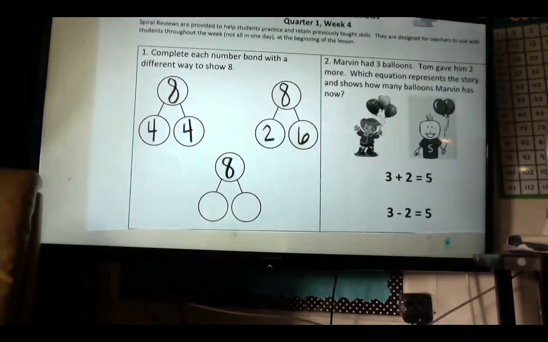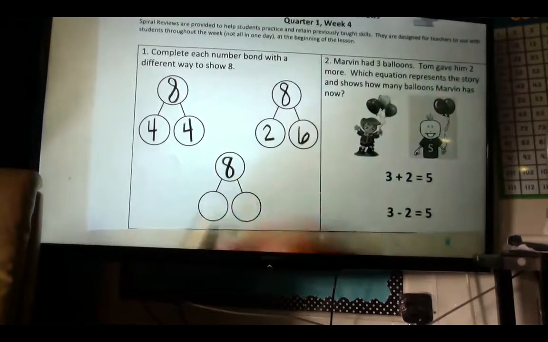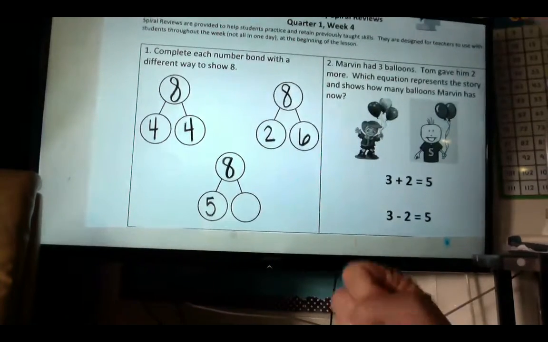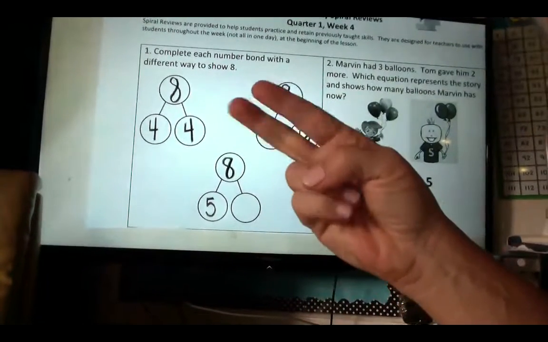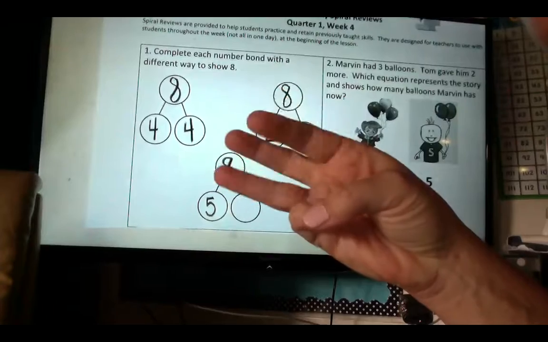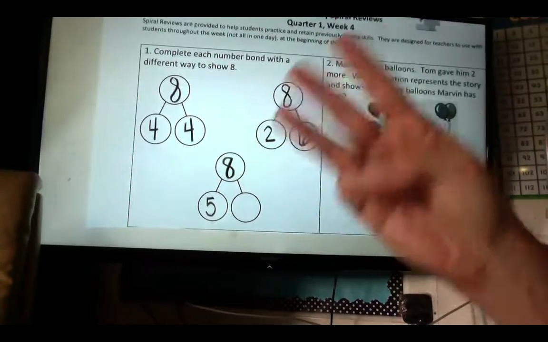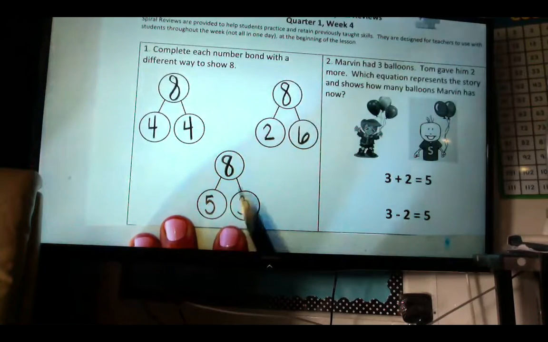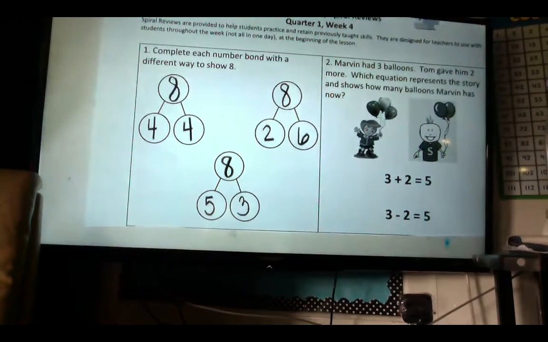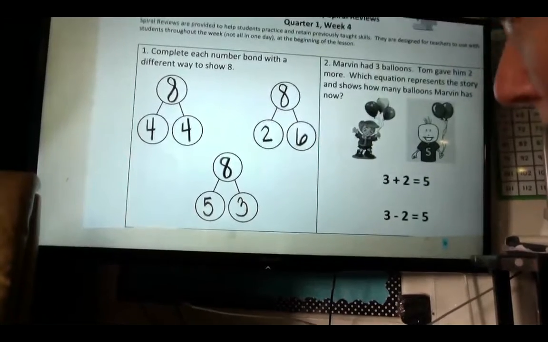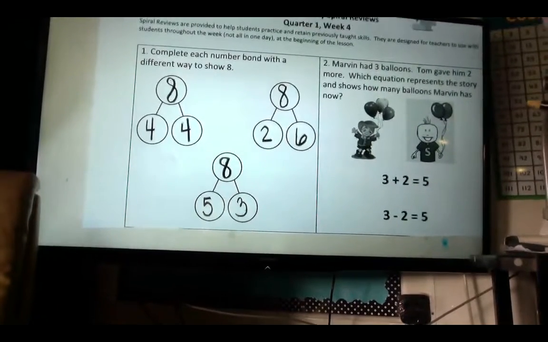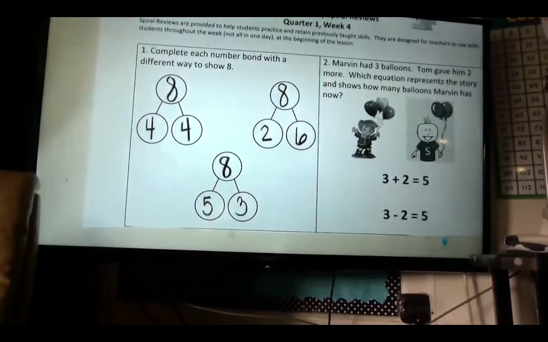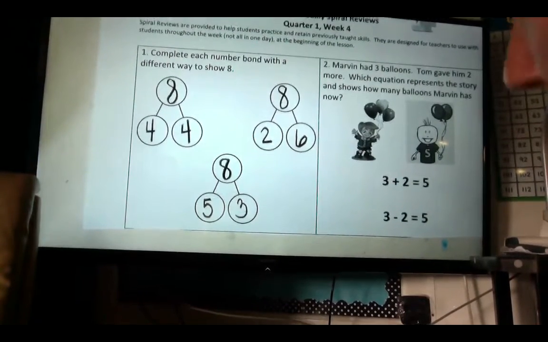I could also think about the number 5. If I had 5, I'm going to count up. Watch this. 5, 6, 7, 8. How many more did I need? That's right, 3. 5 and 3 together make the number 8. If you got different number bonds, that's okay. There are many different ways to show 8. Here is just 3 ways that we could show 8.